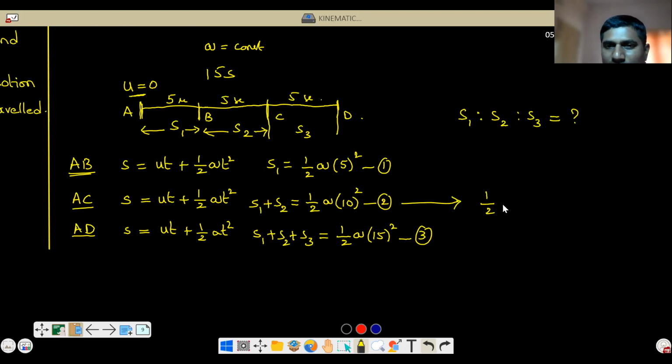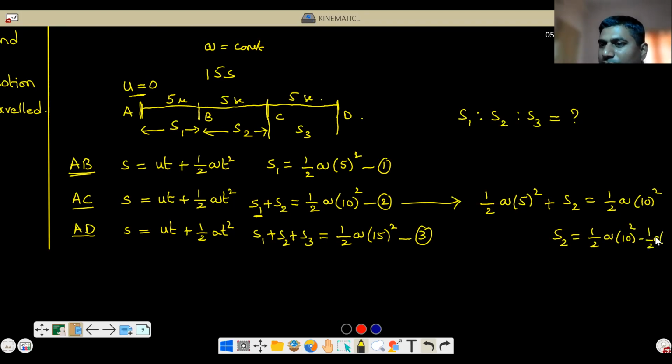What is S1? Half times A into 5 square. Correct? S1 plus S2 is equal to half times A into 10 square. So what is S2? Half A into 10 square minus half A into 5 square, which is half A times, if you take out common, 10 square minus 5 square. That is called S2.